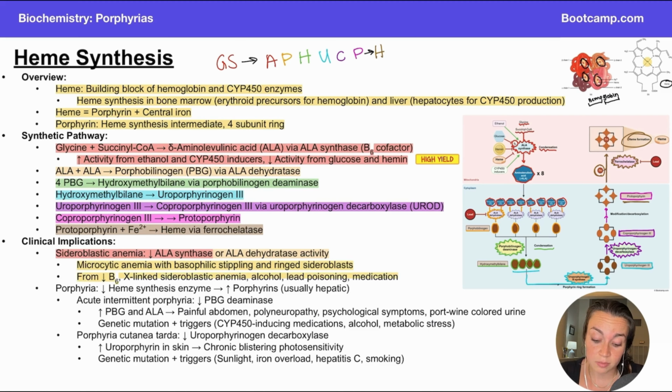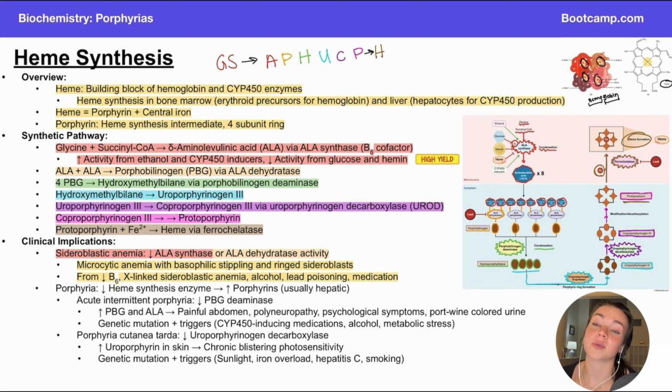One is a vitamin B6 deficiency, which makes sense because B6 was the cofactor for ALA synthase. It can be inherited with an X-linked sideroblastic anemia. It can also be caused by alcohol and lead poisoning, both of which we saw have regulatory effects on this pathway, as well as certain medications because of the implication of the cytochrome P450 system in all of this.